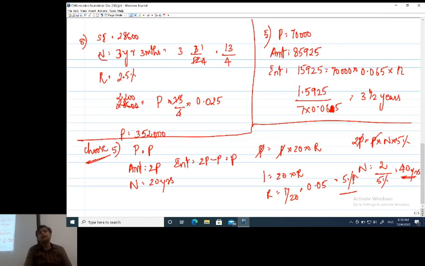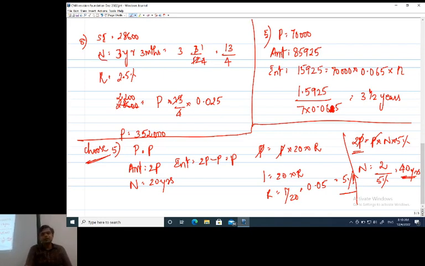Now he is asking how long will it take to triple the amount that you invest. If I invest 100, I should get back 300, which means 200 rupees is the interest, that is equal to twice the amount which I invested. So the same rule I reapply by changing the interest to 2P. So 2P equals PNR by 100, P and P cancel. So N equals 2 by 5%, which is 40 years. Clear?